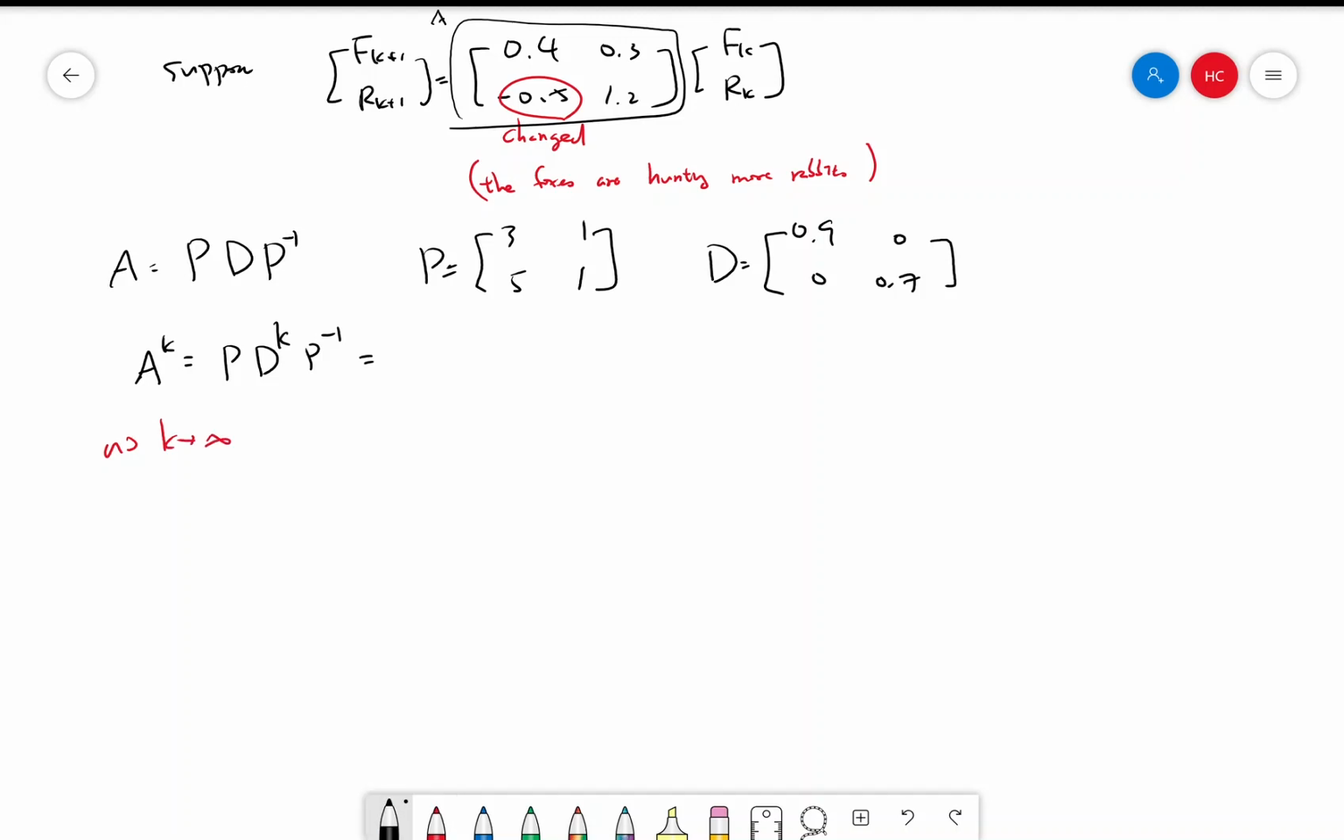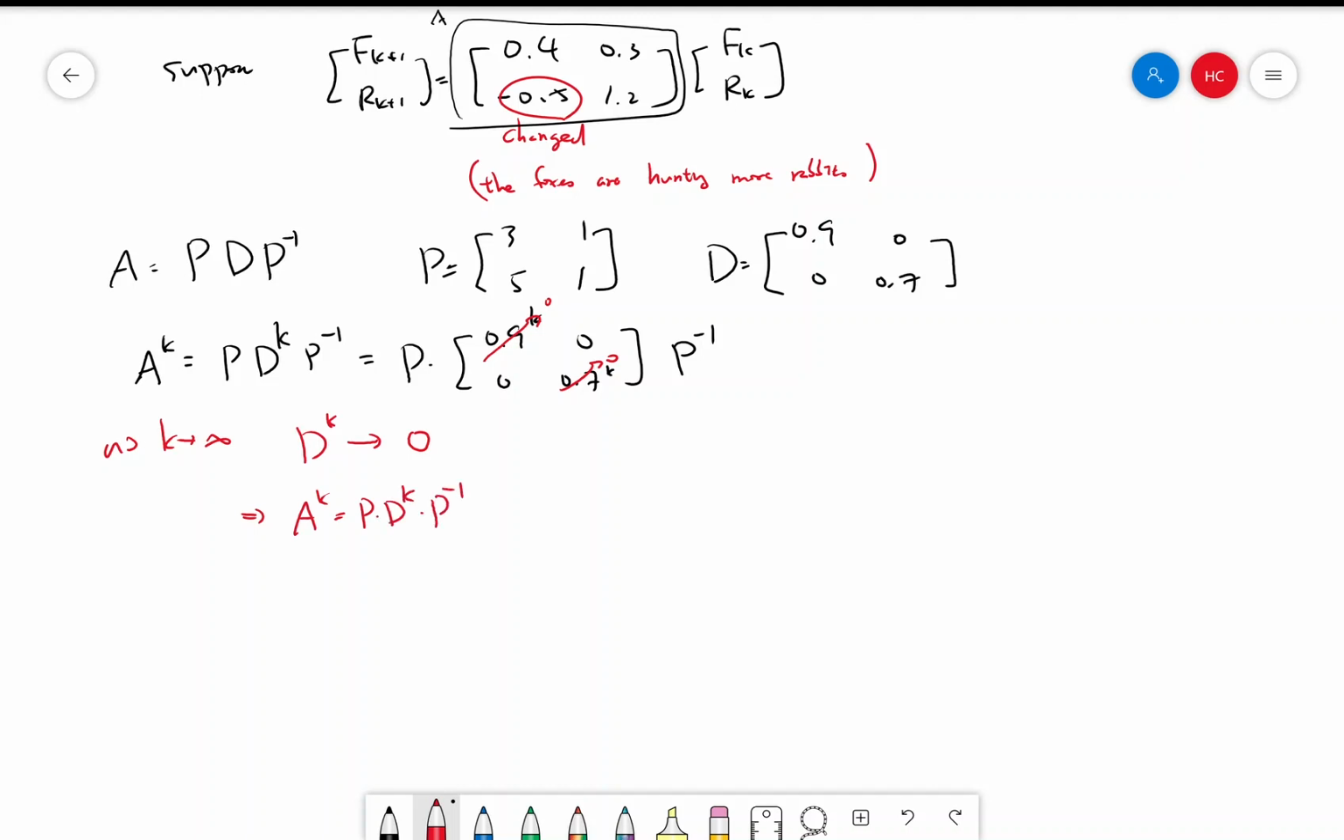So A^k is P times D^k, and D^k is just the diagonal entries to the kth power, and then P inverse. As k goes to infinity, you notice that both eigenvalues are less than 1, so both of them go to 0. So as k goes to infinity, D^k is just a 0 matrix, which means A^k is P times D^k times P inverse, but the middle one is a 0 matrix, so this is just a 0 matrix, which means 0, 0, 0, 0.